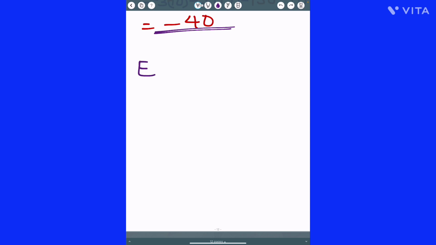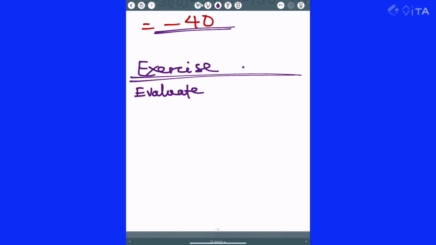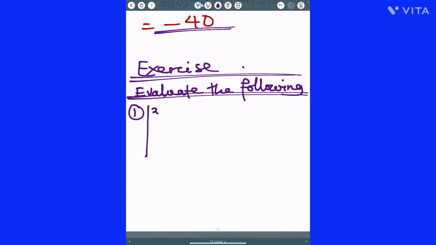All right, take this as your exercise. Evaluate each of the following determinants. Number one. Let me just give you a very simple question. 2, minus 1, 3, 4, 5, 1, 0, 3, 8. Just two questions is okay.